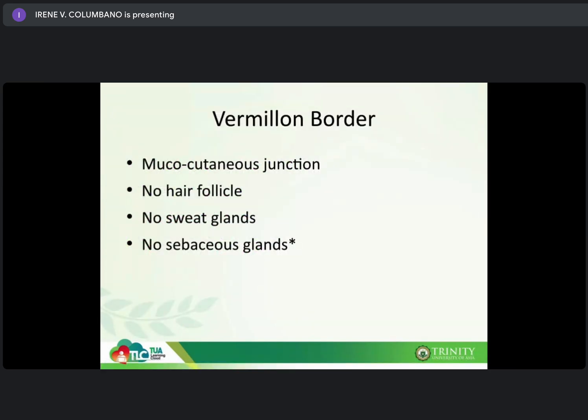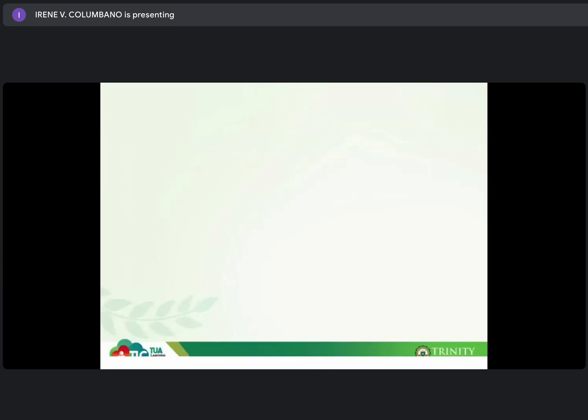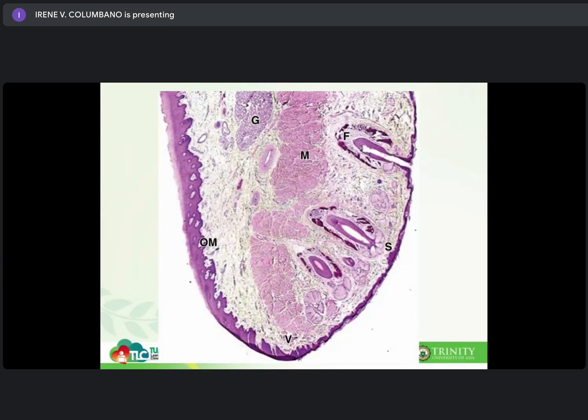So, bakit ba nagkakaroon ng chapping in cold and dry weather? Dahil yung area na to, yung vermilion border, it doesn't have hair follicle, sweat glands, and sebaceous gland. So, wala siyang mga ganun. Kaya mas prone na magkaroon ng excessive dryness and chapping in cold and dry weather. So, ito yun, ang sabi yung vermilion na yan.